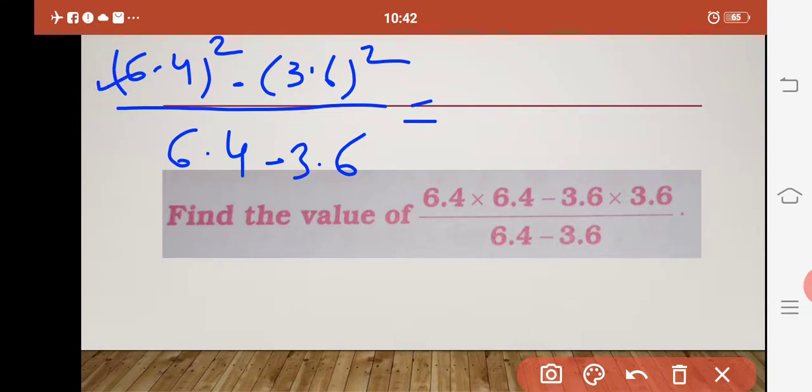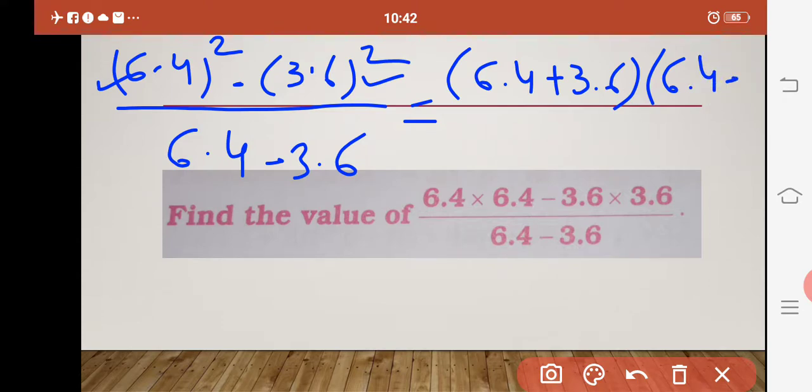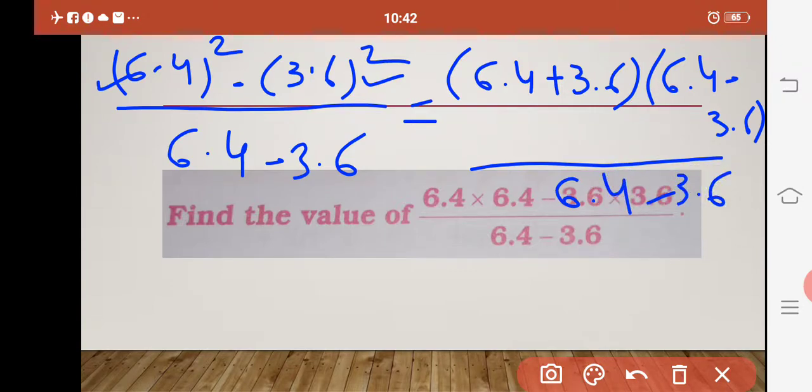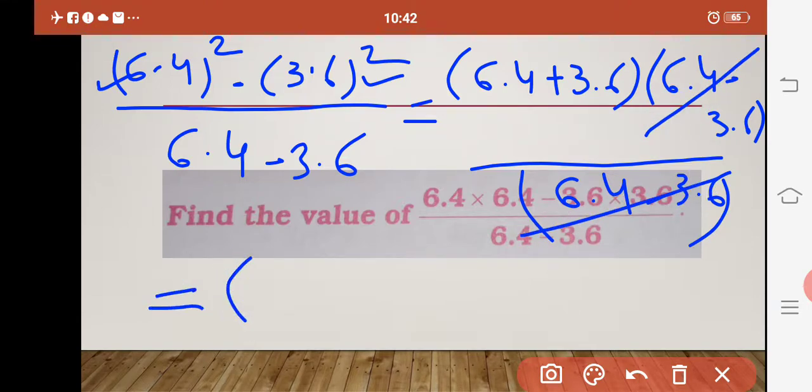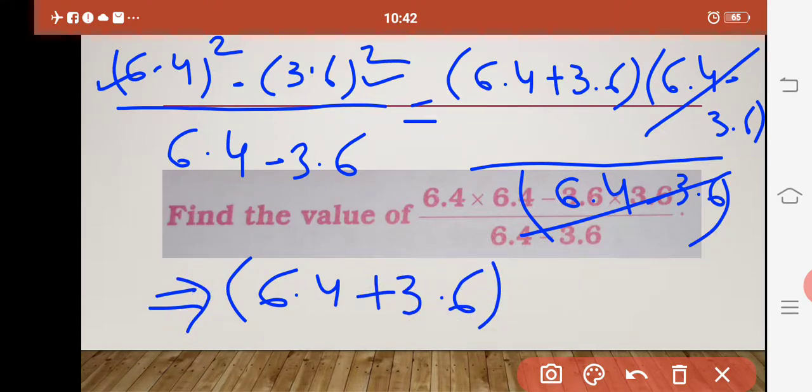Now this a square minus b square can be written as (6.4 plus 3.6), that is a plus b, and (6.4 minus 3.6), that is a minus b, upon 6.4 minus 3.6. Now see, this whole is similar to this, so we can cancel it out and we are left with 6.4 plus 3.6, which on solution will give you 10.0. Hence 10 will be the answer.